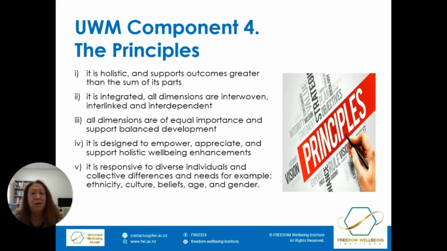Now, really importantly, overarching the Universal Wellbeing Model, there are 5 principles, and these principles help us to understand the model and to align and to link and actually be able to apply the model effectively in practice. So some of the important things the principles tell us is that this model should be viewed holistically, that all that we see and learn about it is important.